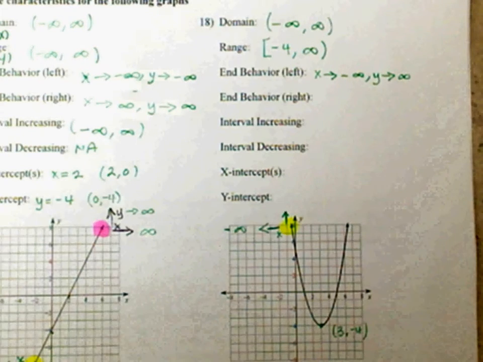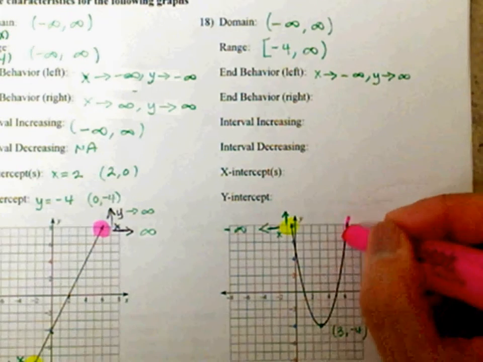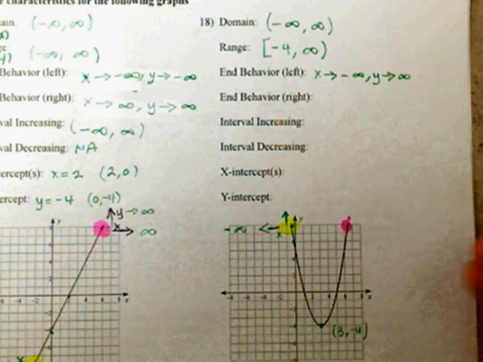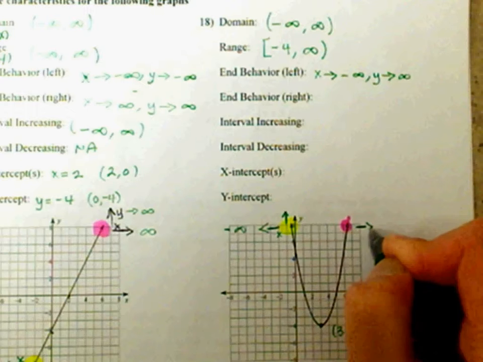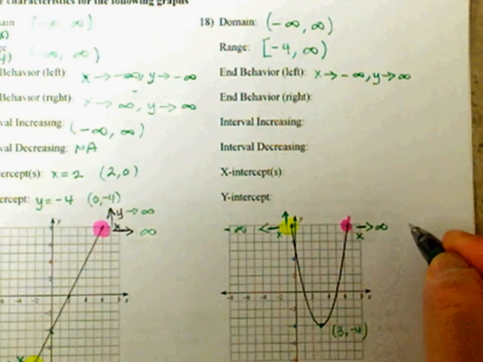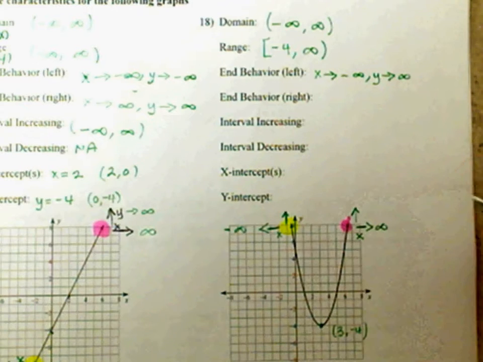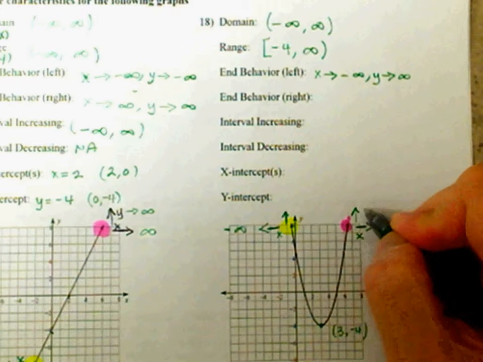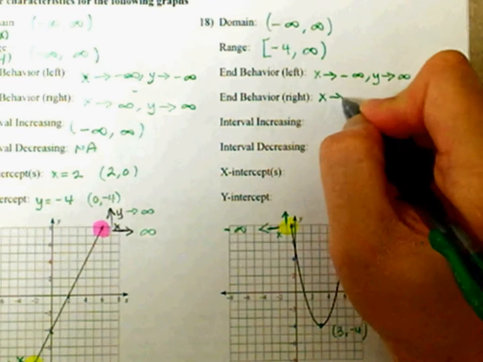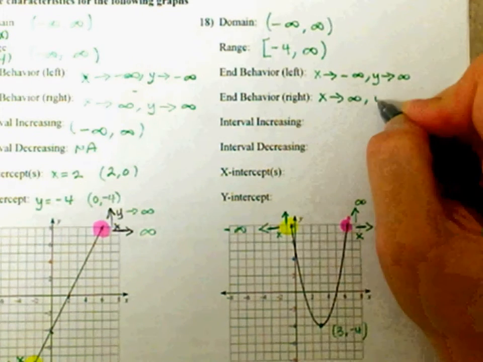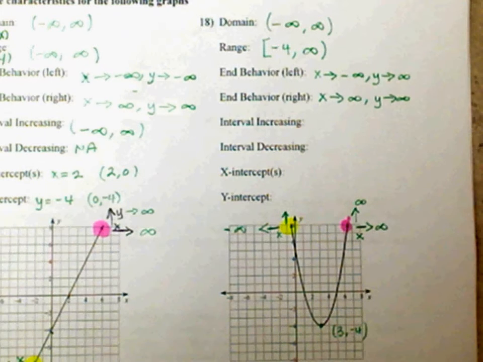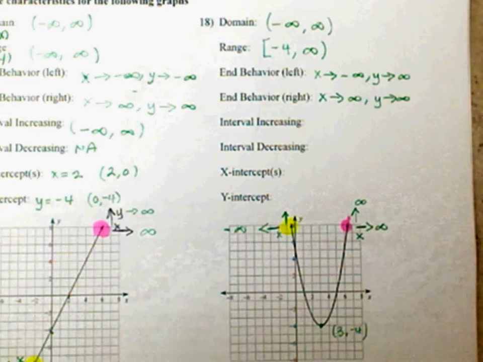The right side, that means we're talking about this side right here. What is taking place at that point? Well, my x is going towards positive infinity. What is my y doing? Well, your y is also approaching positive infinity. So as x is approaching positive infinity, your y is also heading up as well. Think of north and east, okay?